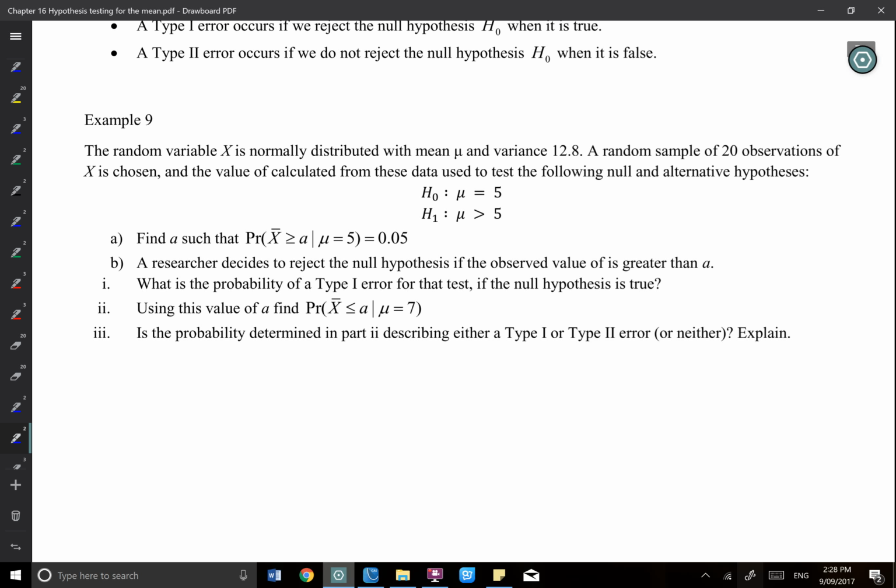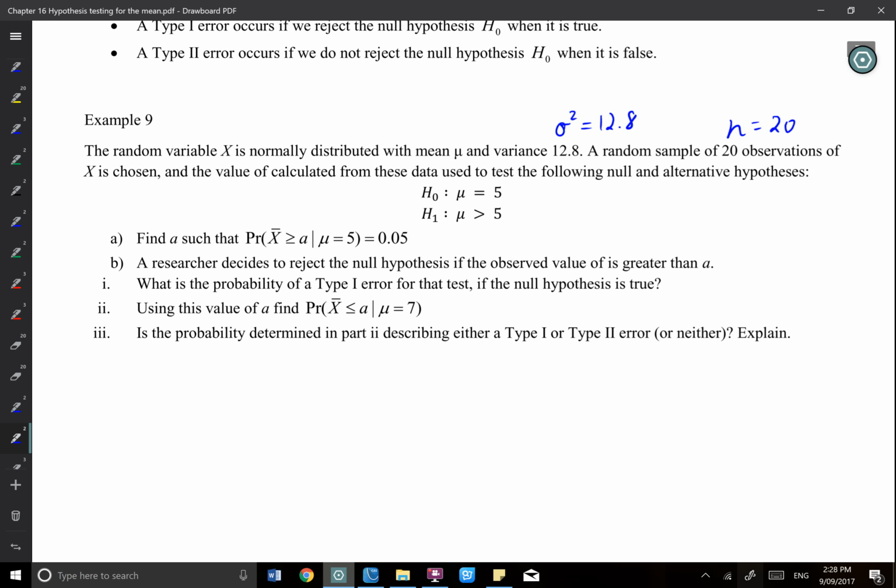The question says the random variable x is normally distributed with mean mu, which is unknown, and variance 12.8. A random sample of 20 observations is chosen, and the values calculated from these data are used to test the following hypotheses: H0: mu equals 5, and H1: mu greater than 5. It's a one-tailed test.